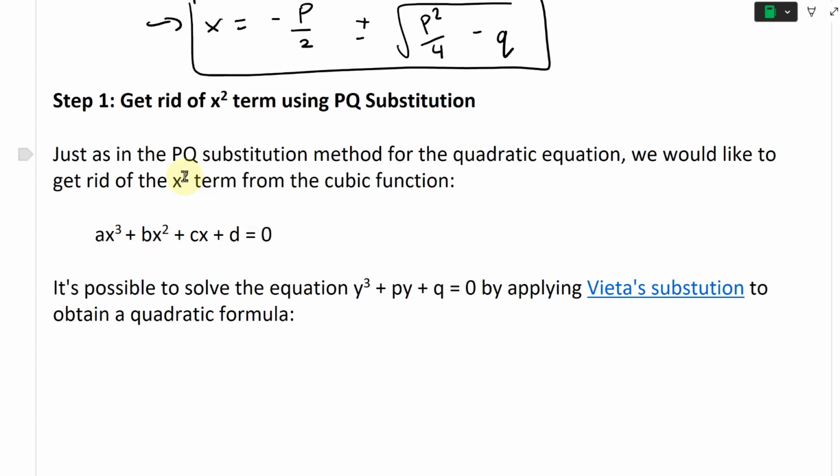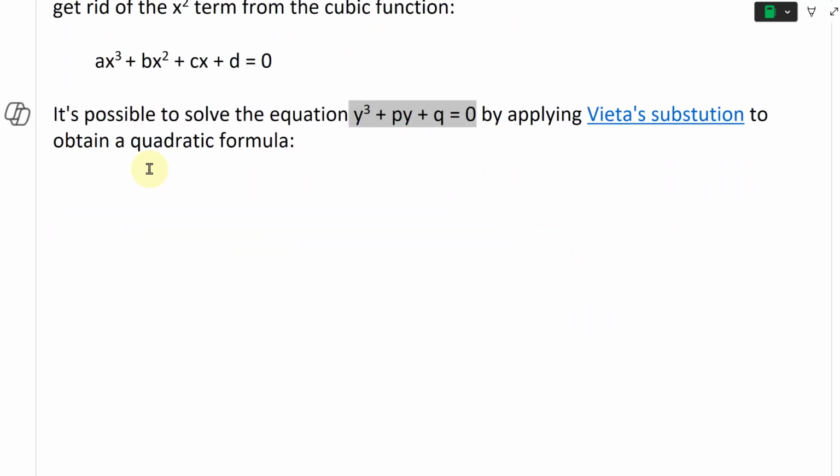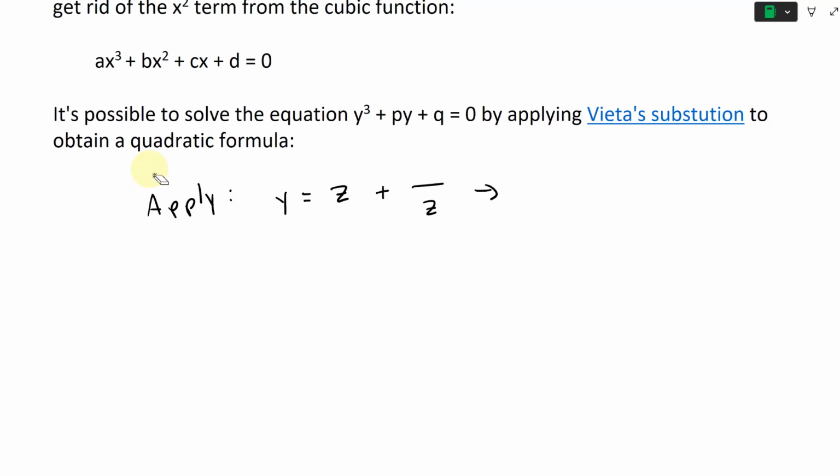So basically, if we apply the PQ substitution to this one, we would get something like this. And now we can apply a thing called Vieta substitution, and we can obtain a quadratic formula which we can solve. So basically, the idea is we apply the Vieta substitution like this: y equals z plus something on top, and then a z at the bottom.